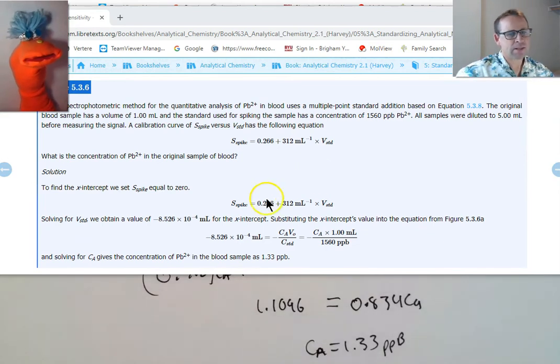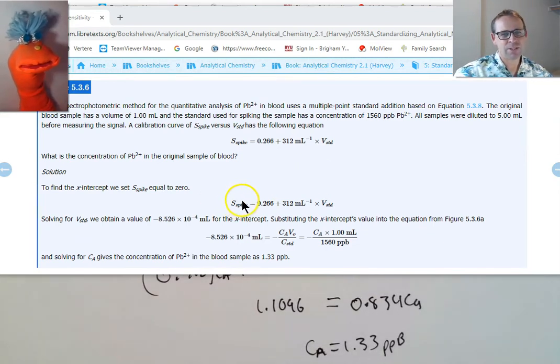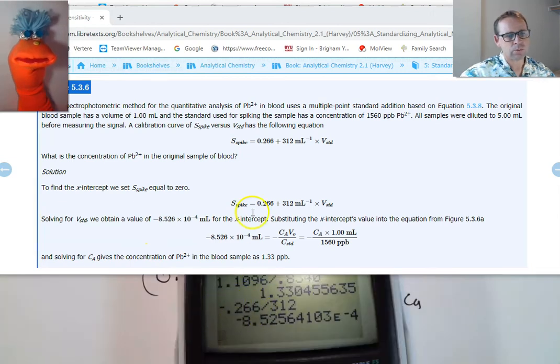Okay, so we set our signal to 0, and 0 minus our 0.266. We move it over to the other side, so we're going to solve for the volume of our standard. So minus 0.266, and then divide by our 312, right? So putting a 0 in here, getting our negative 0.266 when this moves over to the other side, divided by 312 gives us a value of 8.526 times 10 to the minus 4.